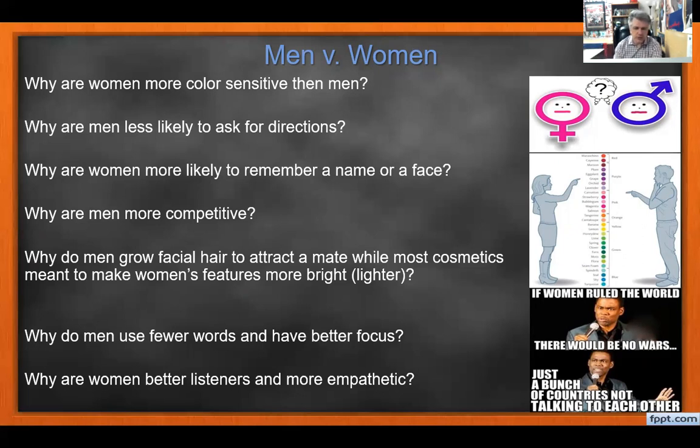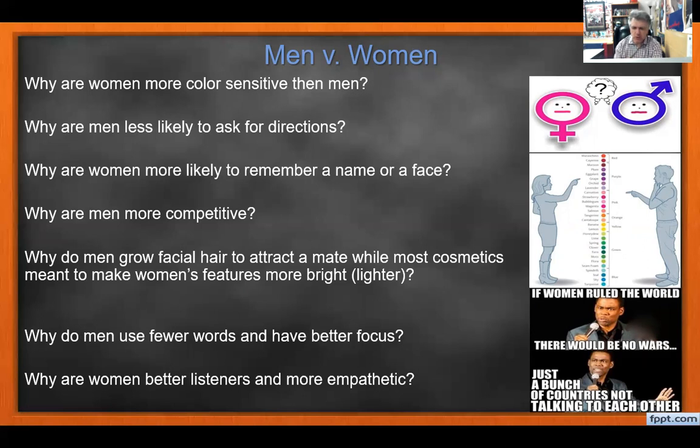Why do men grow facial hair to attract a mate? Why are cosmetics meant to make women's features brighter and lighter? And again, this just goes down to attraction. A description of a lot of men is tall, dark, and handsome. You know, I can't really grow a beard. I look like a radiation victim. But it's the idea that this is a sign of manliness, virility, and things like that.